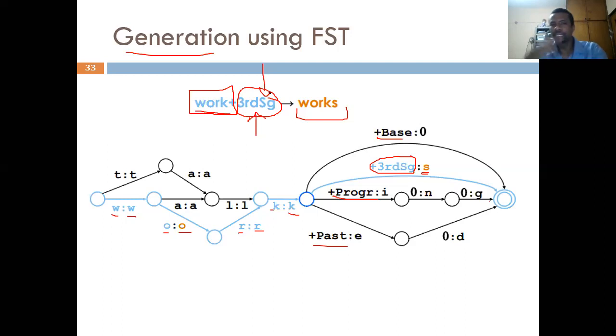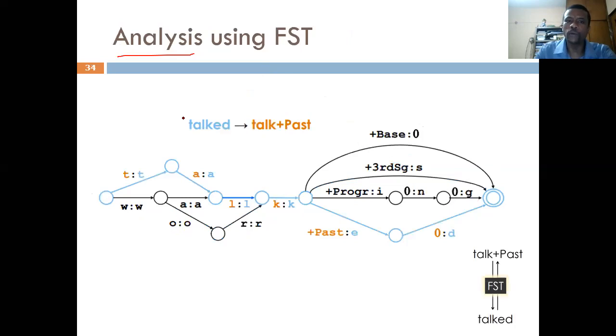In analysis, it is a reverse action, which means I will give you the complete word and I want you to tell me its properties. And that's what we call analysis. So in this case, you will give me T and I will give you T as an output. You will give me A, I will give you A as an output.